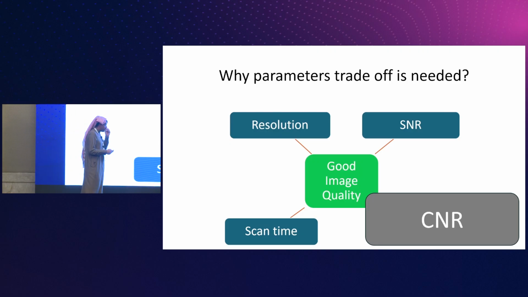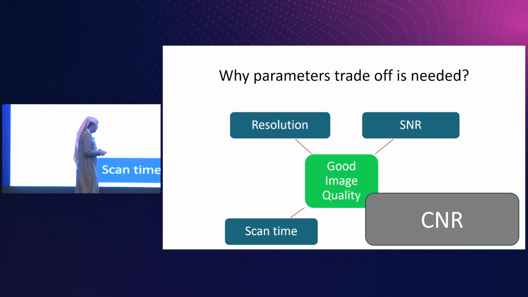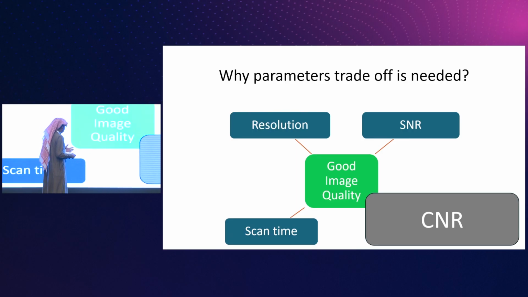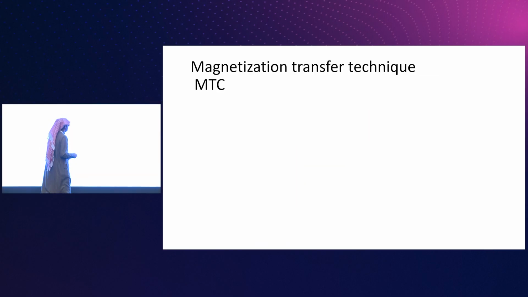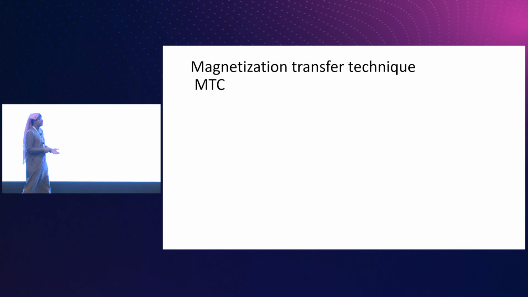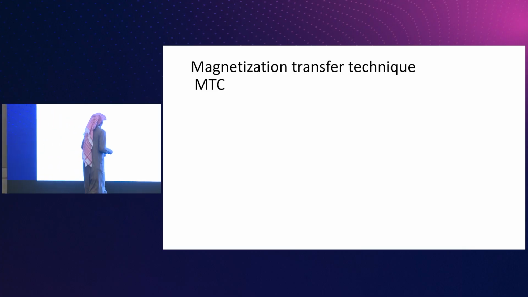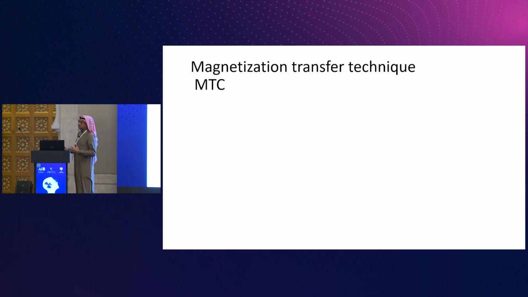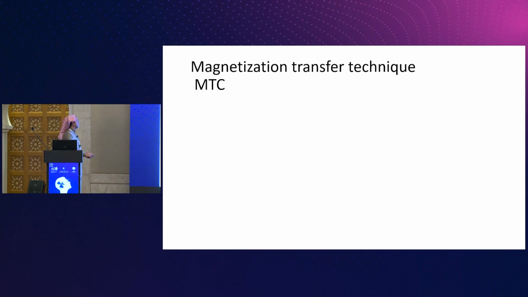The last parameter that we will consider as a factor for good image quality is CNR, which is contrast to noise ratio. And that we will do some work with the parameters, with the real parameters.